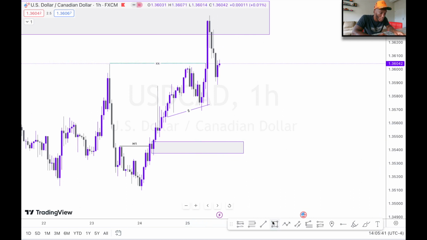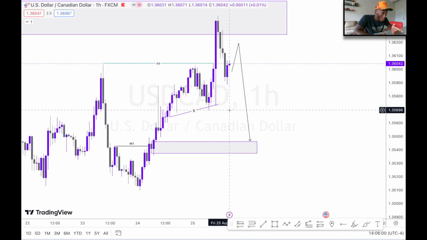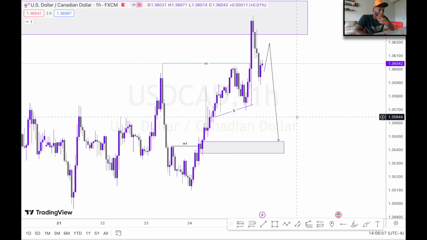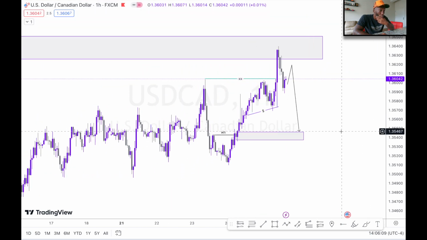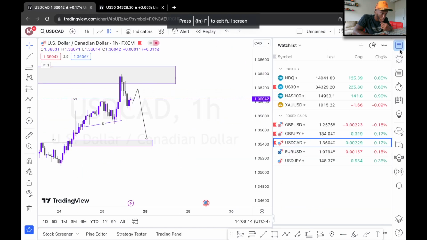So I'm expecting a sell confirmation on a lower time frame from this area. So right now I'm expecting a pullback into that zone and then a push down into here, because liquidity was swept here. So I don't think there's any more buy side liquidity left over to take. So my bias on USDCAD is, I'm bearish on USDCAD.